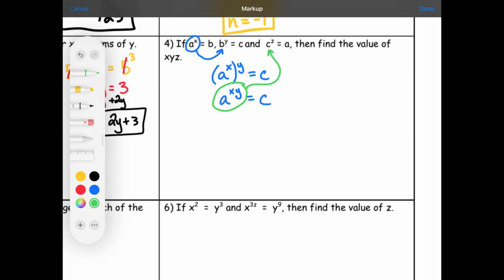So it would say a to the xy raised to the z power equals a, which is a to the first. So then if we multiply the exponents, it'd be a to the xyz equals a to the first. Now they're both with the base a, so we can just solve the exponents. xyz equals 1. That is cute.